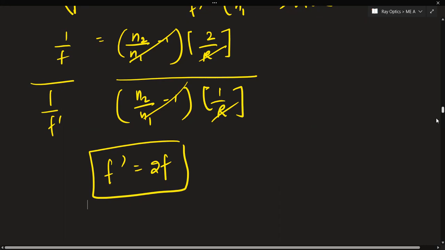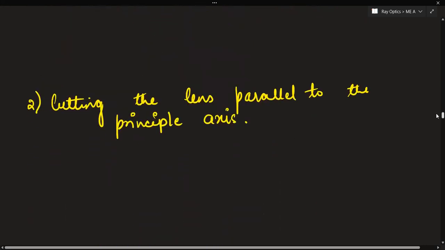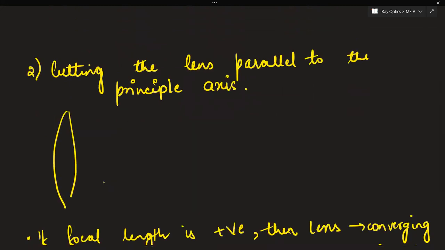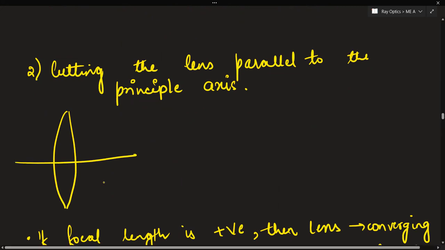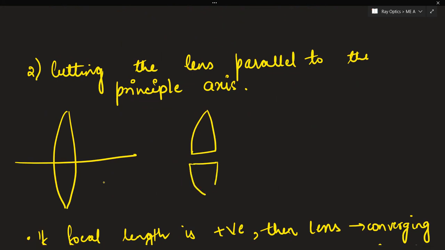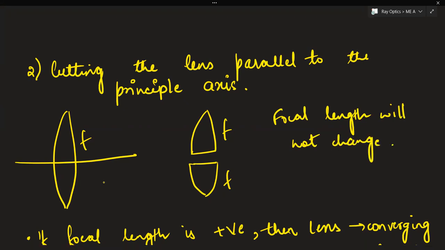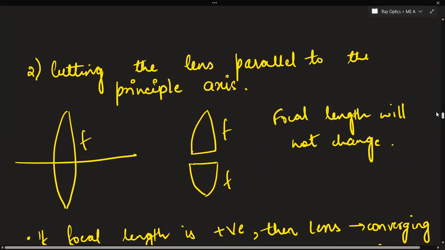Fine. Now, if we cut the lens parallel, this was perpendicular. If we cut the lens parallel, this is the principal axis and we are cutting it also like this. So you will obtain one part like this, and the other part like this if you cut the lens. See here, focal length will not change. If this is F, these will remain the same. So focal length will not change. So just focus on what is the line of cutting, along the principal axis or perpendicular to the principal axis. Note it down.